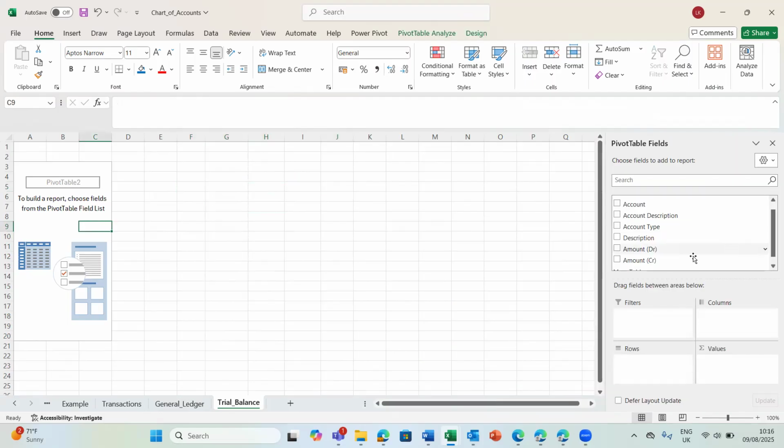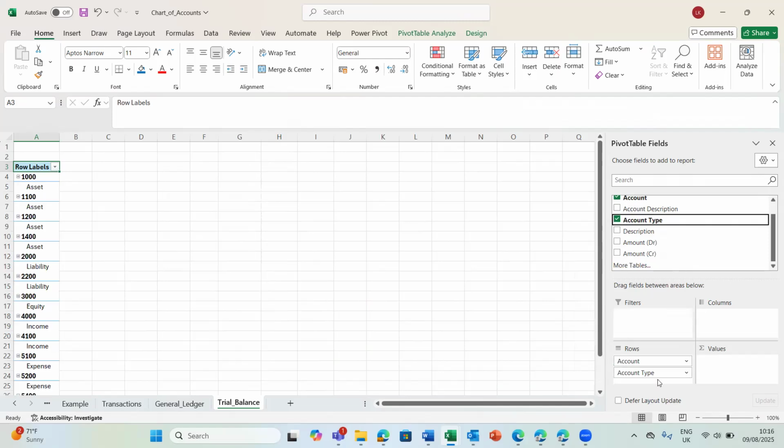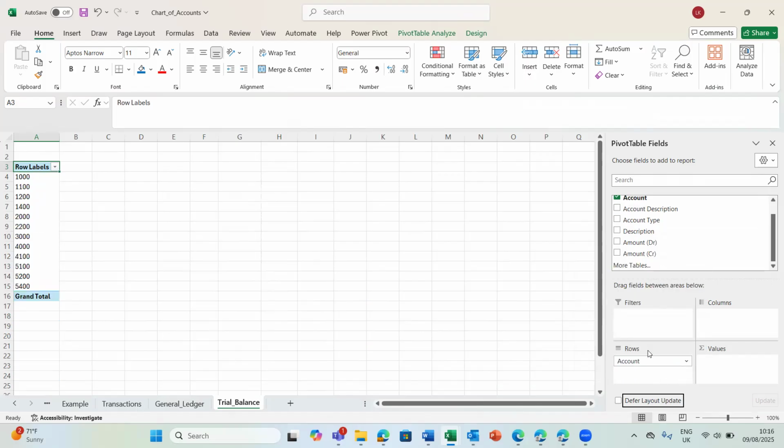Okay, so let me delete that and go to my pivot table and select where is account. There is the account, and drag it to rows. So these are my accounts. And then let me get account type. How will it look like? No, it doesn't look nice. Okay, I remove field.